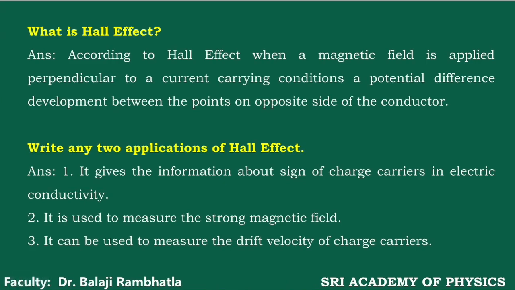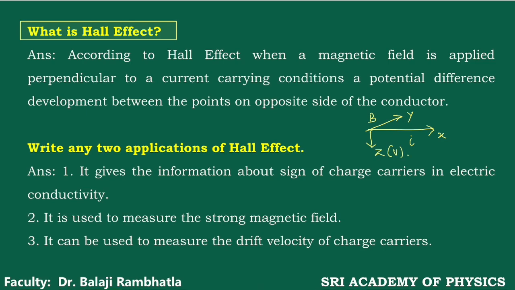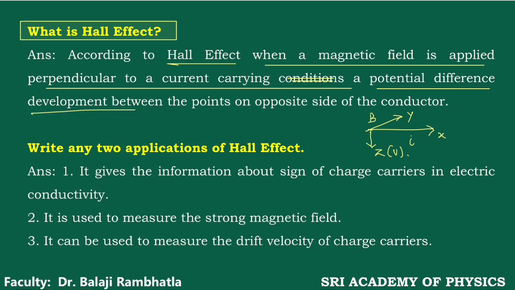Next question, what is a Hall effect? In a Hall effect, suppose you are sending the current in x direction, this is current direction, and apply the magnetic field in y direction, then along z direction the voltage develops. This effect is called Hall effect. According to Hall effect, when a magnetic field is applied perpendicular to the current carrying conductor, a potential difference is developed between the opposite points of the conductor.